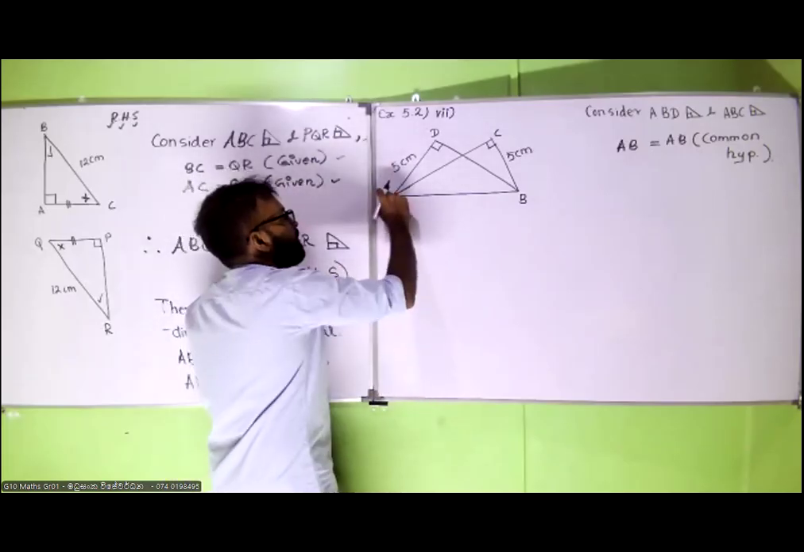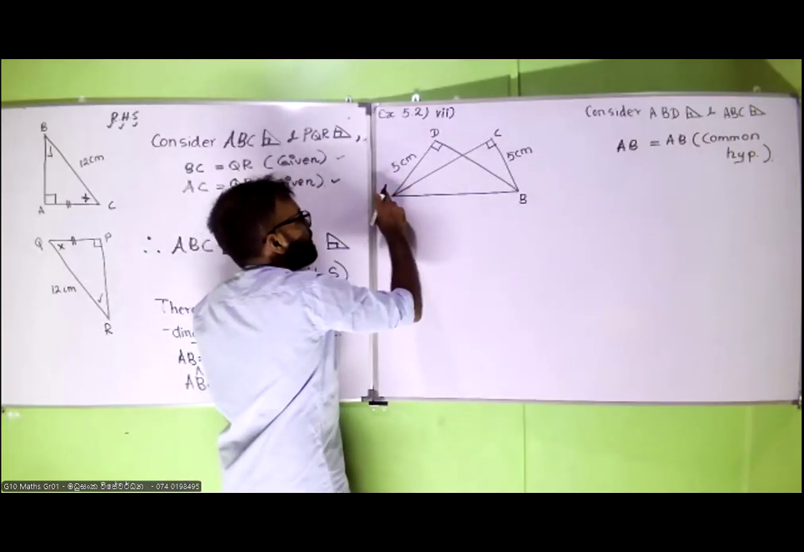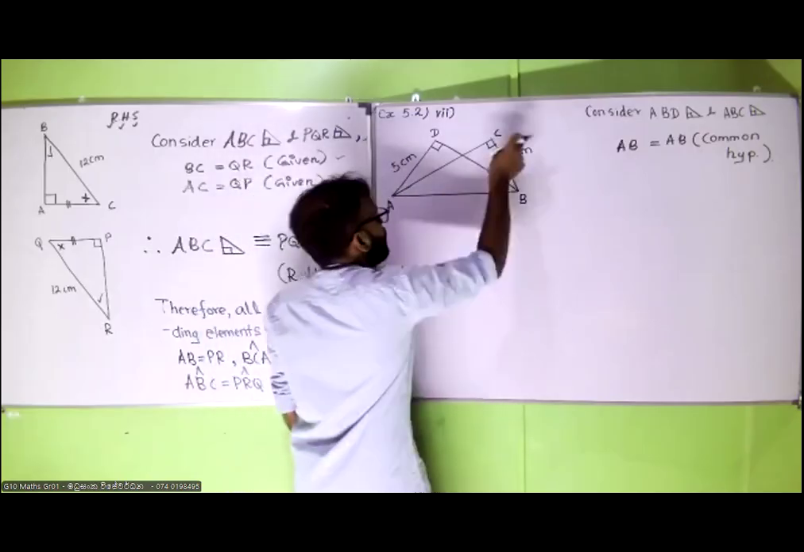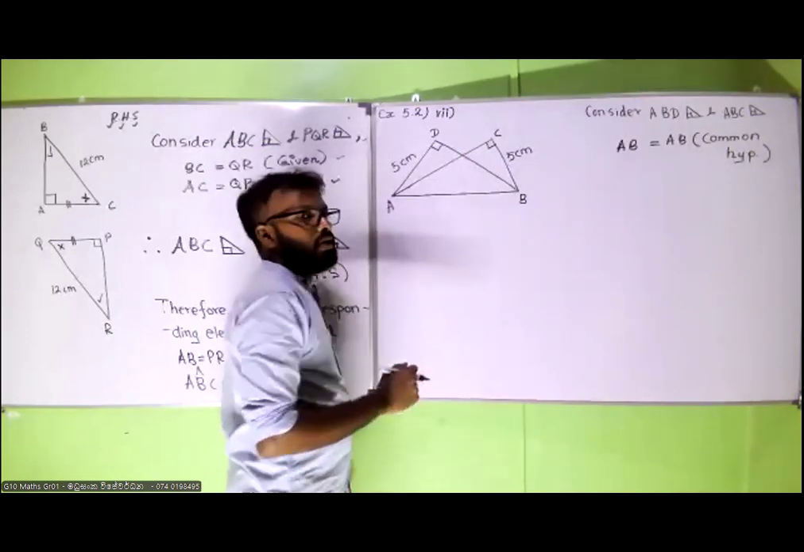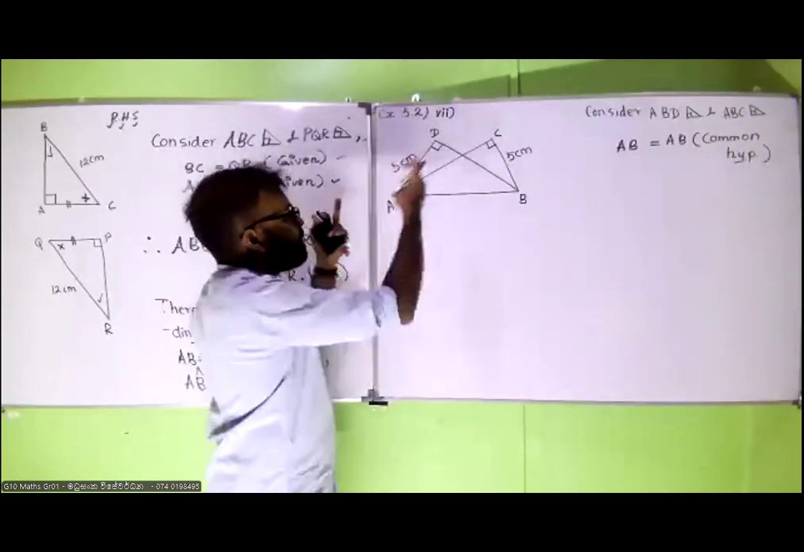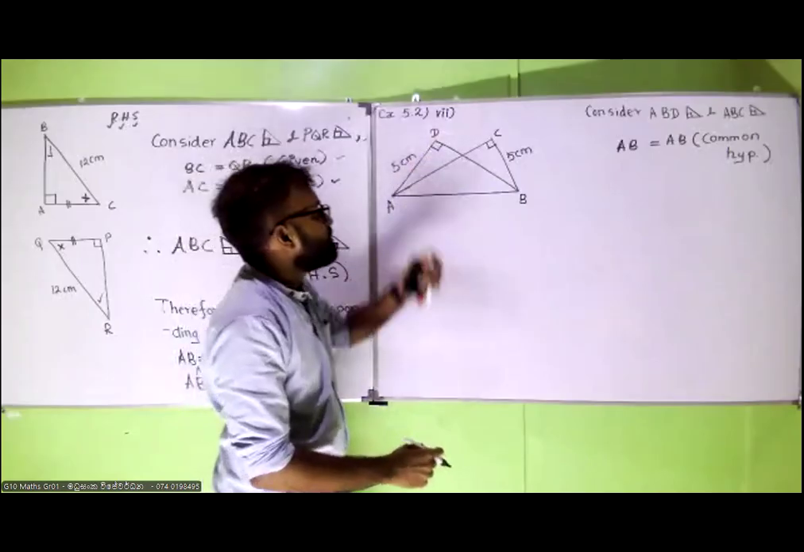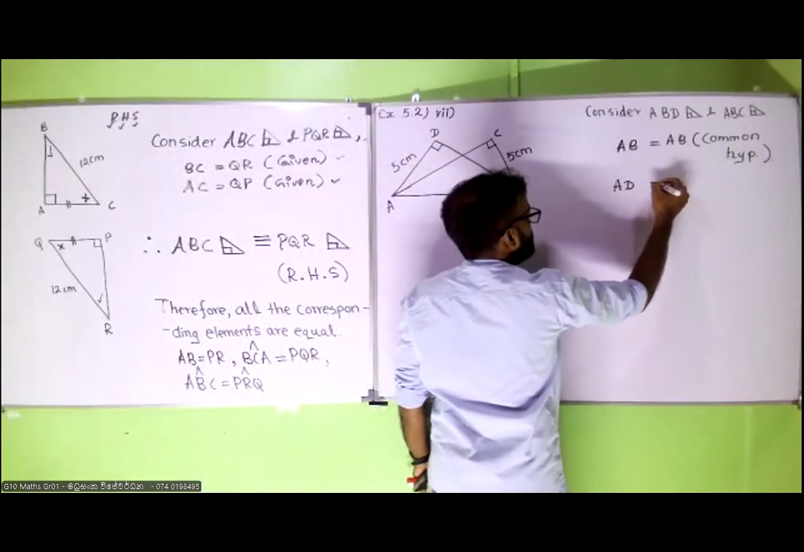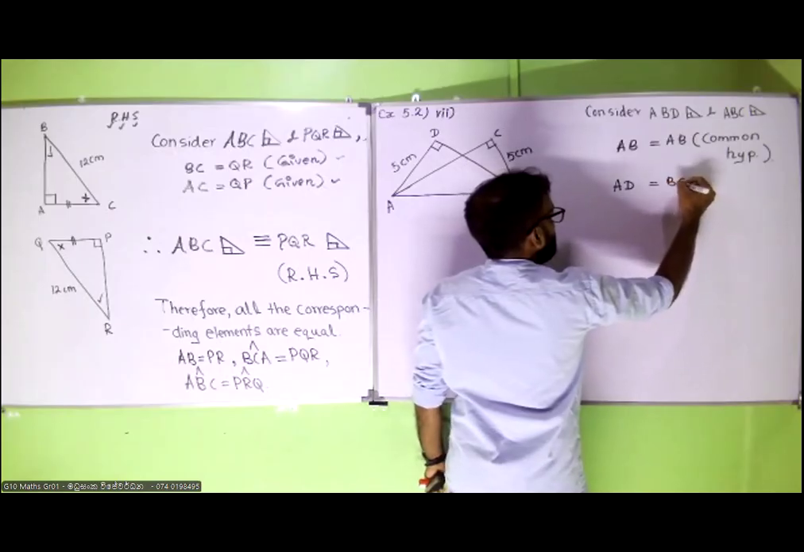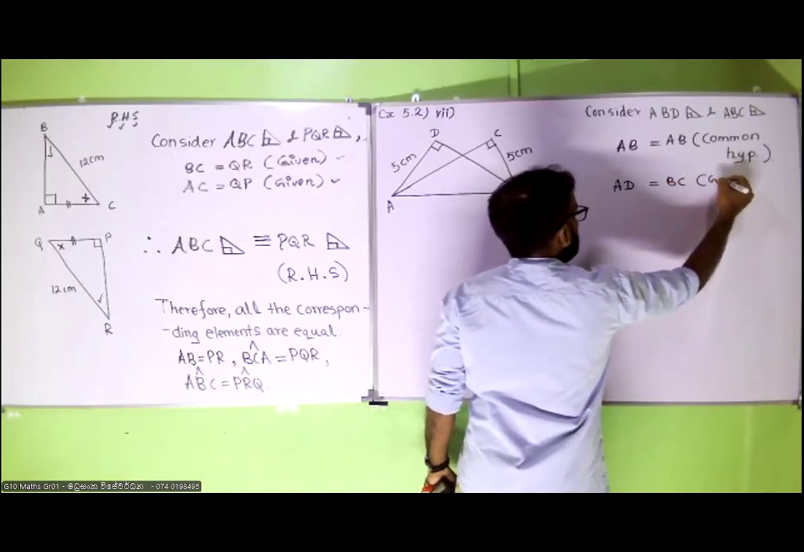Then again you have to find a side. From right angle triangle ABD, I have AD. From right angle triangle ABC, I have BC. So 5 centimeter, 5 centimeter. So AD equals BC. It is given.